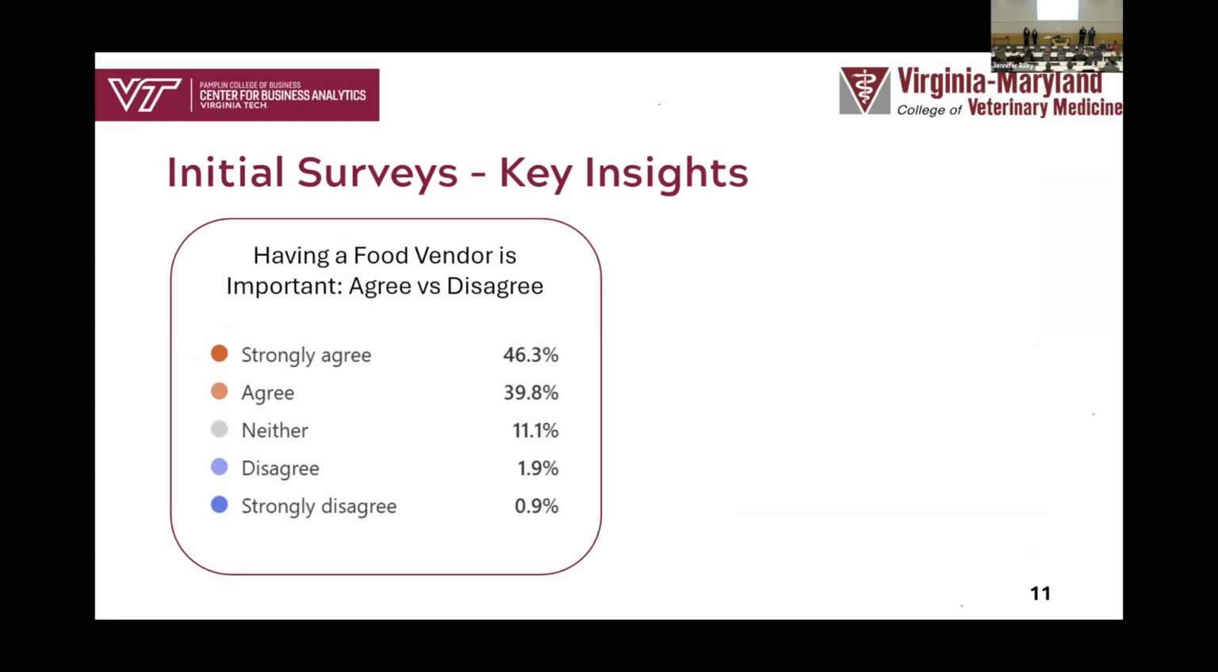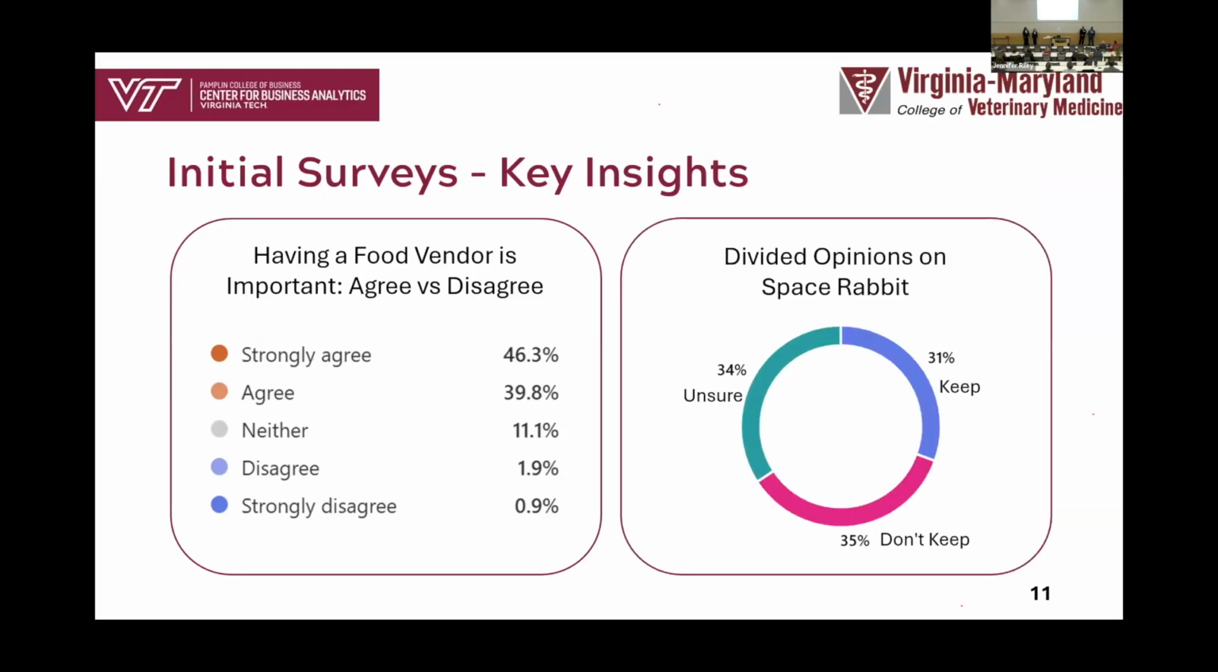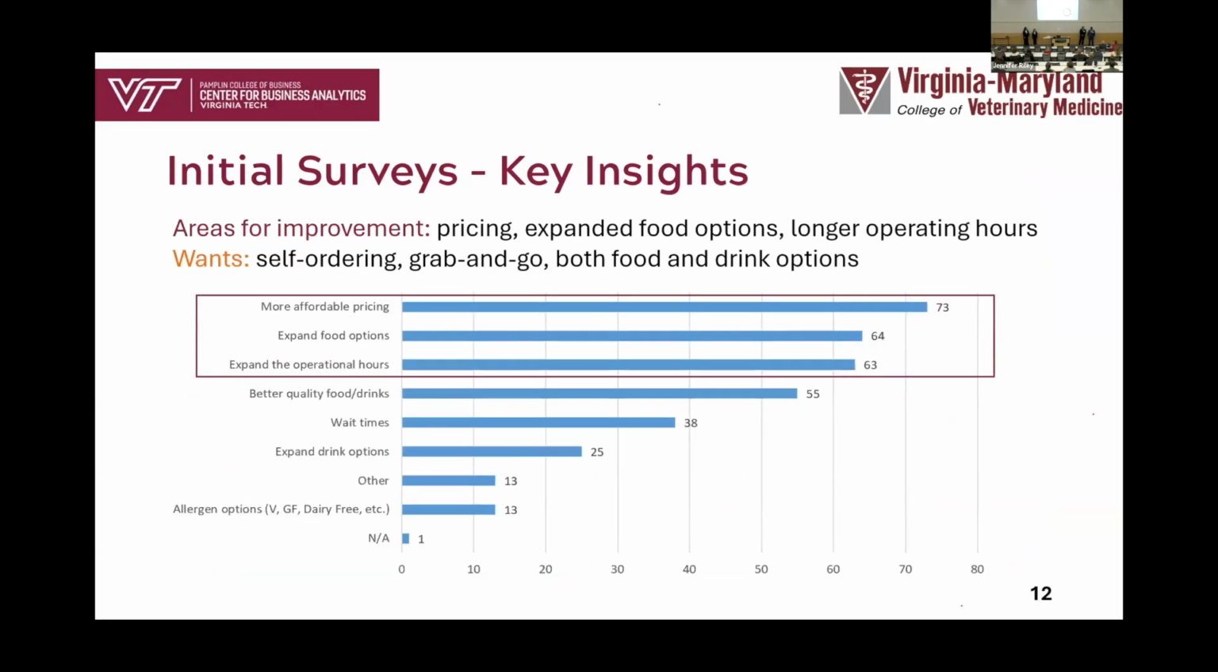First, both students and faculty strongly agreed that having a food vendor is important to them. However, when asked whether or not they thought Space Rabbit should continue to be the vendor, opinions were very divided. When asked about areas of improvement, the top reasons listed by both students and faculty included more affordable pricing, expanded food options, and longer operating hours.